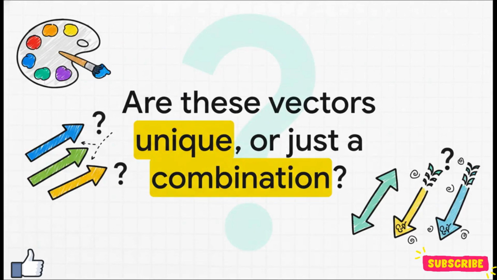So, let's start with a simple idea. Imagine you're an artist and you've got a few cans of paint. How do you know if that brand new color you just bought is actually unique? Or could you have just mixed it yourself from the colors you already had? That's exactly what we're asking with vectors. Are they each bringing something new to the party? Or is one of them just a freeloader, a redundant mix of the others?